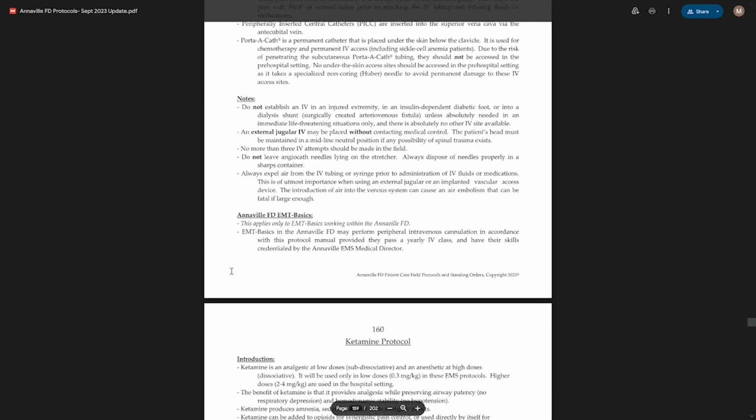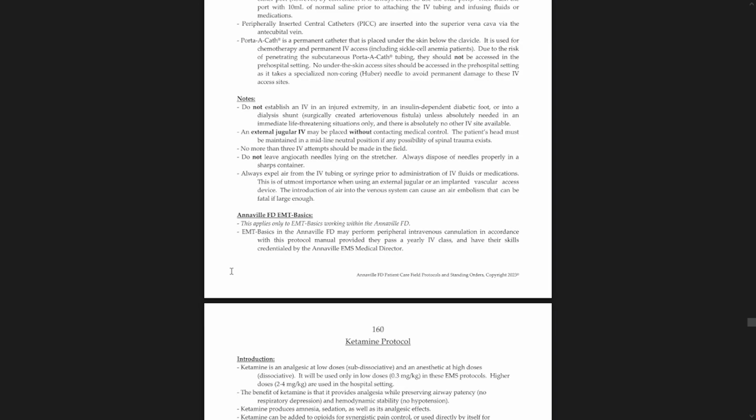Note: do not establish an IV in an injured extremity, in an insulin-dependent diabetic foot, or into the dialysis shunt, a surgically created arteriovenous fistula, unless absolutely necessary in an immediate life-threatening injury or situation. An external jugular IV may be placed without contacting medical control. The patient's head must be maintained in midline neutral position if any possibility of spinal trauma exists.